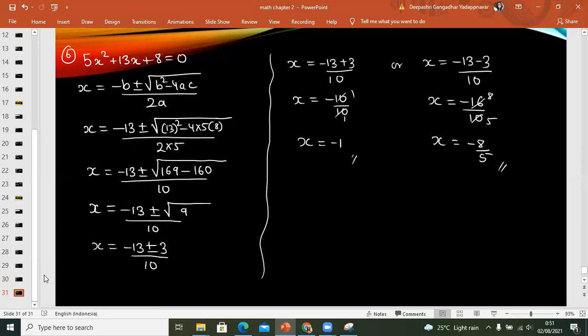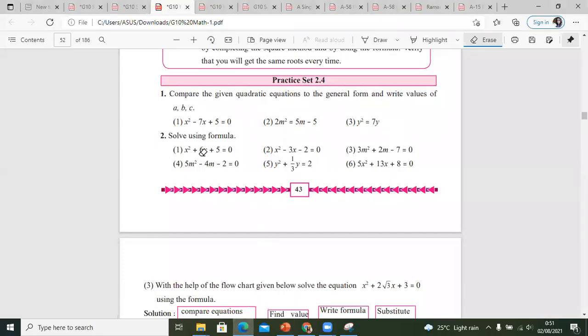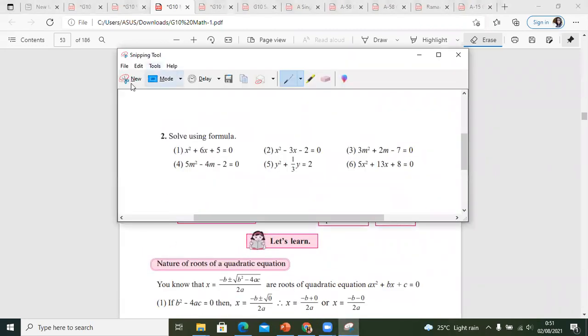So these are the two solutions for the equation 5x square plus 13x plus 8. Okay, so we have finished all 6 questions of question 2. Now question 3, what is it asking?